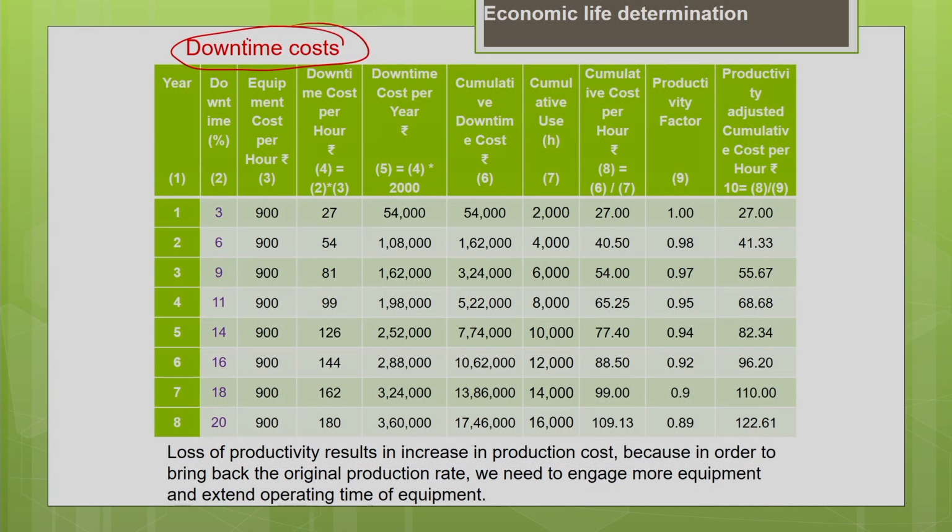Because of non-availability of the machine for the productive job, what is the cost associated with that, we are going to calculate. So, the downtime percentage is given in the input data for this problem. So, we are going to calculate the downtime cost as a percentage of the equipment cost. So, equipment cost is given as approximately 900 rupees per hour. Now you calculate the downtime cost.